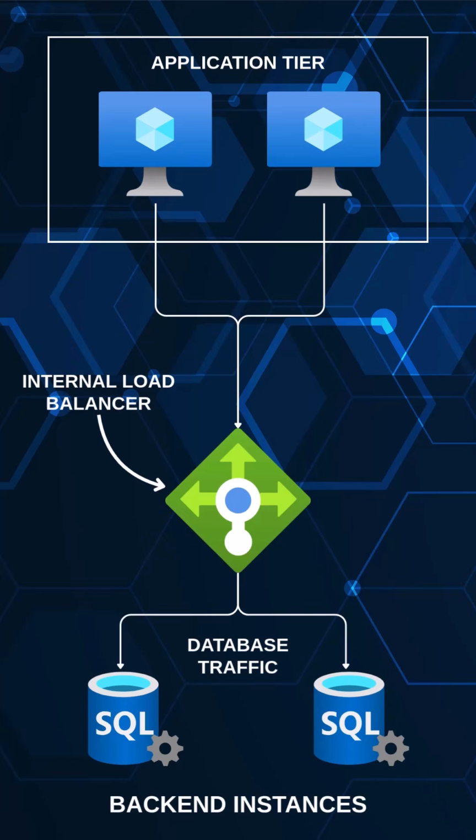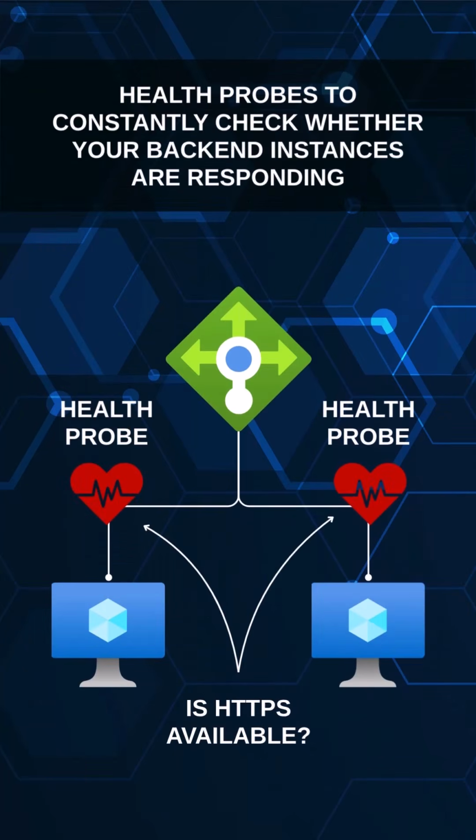Maybe you have an app tier that talks to a database tier, where the internal load balancer handles that private communication securely. Both types use health probes to constantly check whether your backend instances are responding. If one fails a probe, Load Balancer instantly stops sending traffic its way. When it comes back online, it's added back into rotation automatically.